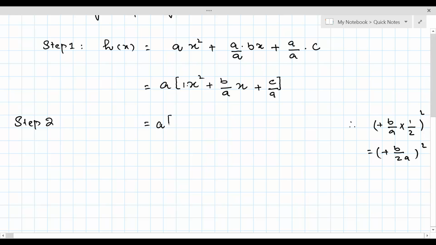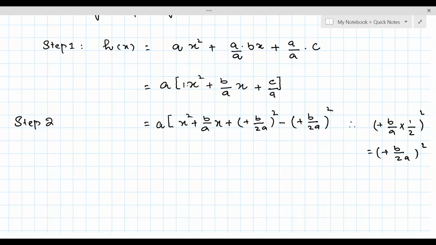So let's write that down. A times x square plus b over a x. We are going to add plus b over 2a square, and we will also subtract minus b over 2a square. If we add and subtract something, it doesn't alter the value of the equation or function. So plus c over a.